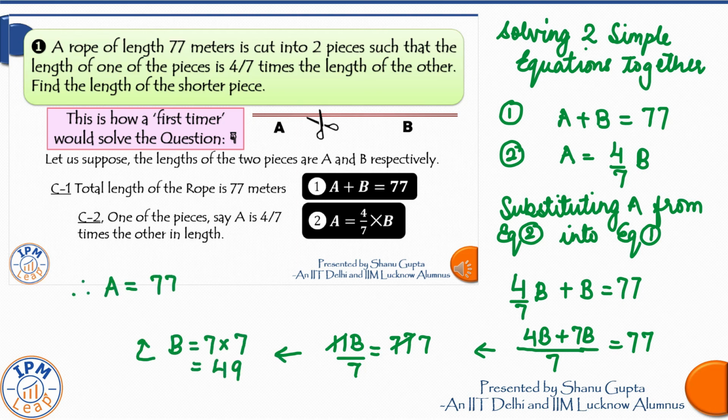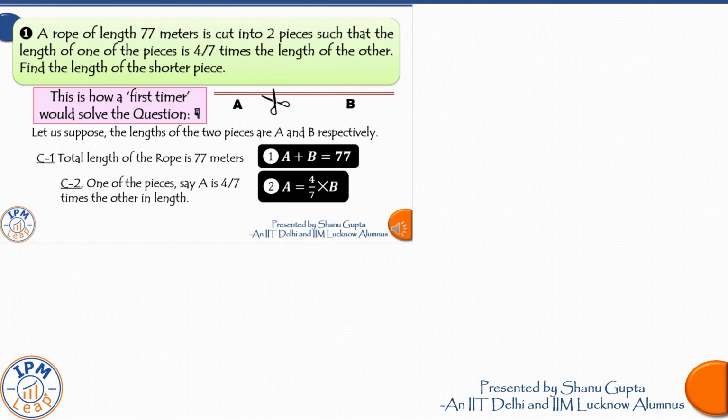However, I promised that I'll be teaching you ratios. So let me tell you a better method through which you will understand the concept of ratios right from the beginning. You would also understand the importance of ratios and how the concept is to be applied to such questions. Let us pick the condition. The length of one of the pieces is 4 by 7 times the length of the other.